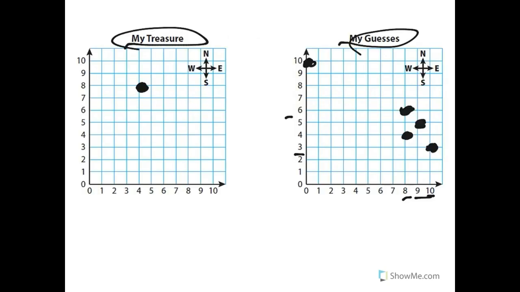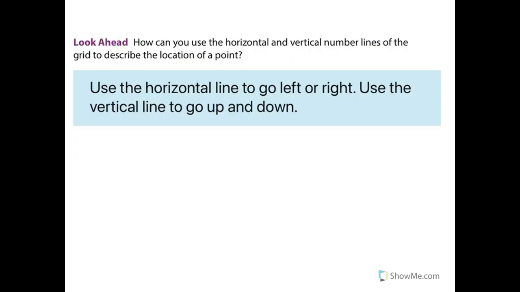All right, so the horizontal line, we're going left and right. This is the horizontal line. The vertical line, we're going up and down. So use the horizontal line to go left or right. Use the vertical line to go up and down.